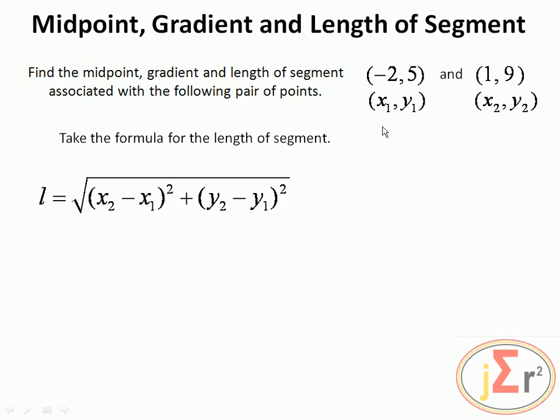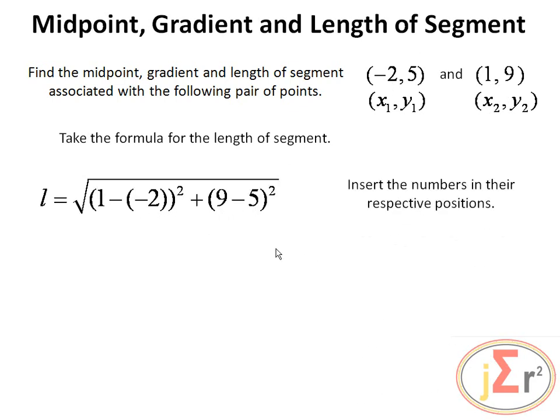So we know the values to go here. As a matter of fact, say x2, we know it is 1. x1, we know that is a negative 2, and so on. So there we have it, and all we need to do is simplify this expression. Do not forget 1 minus minus 2. That is going to be a positive 3 because of consecutive signs right there.